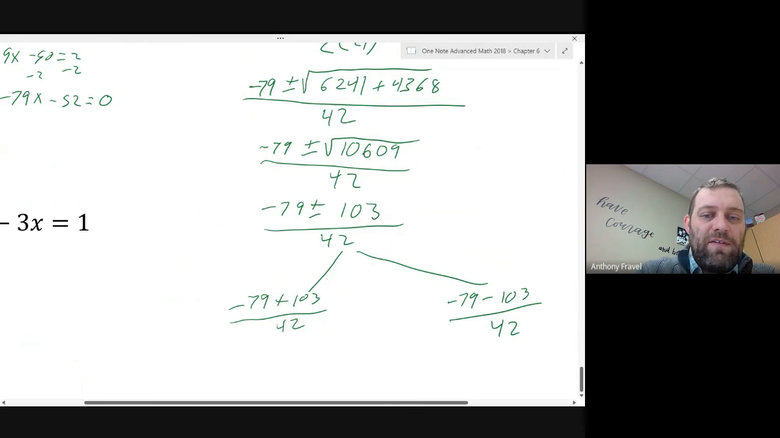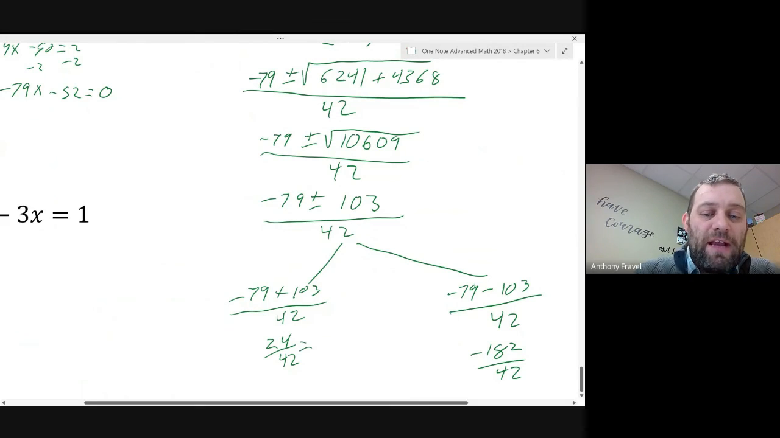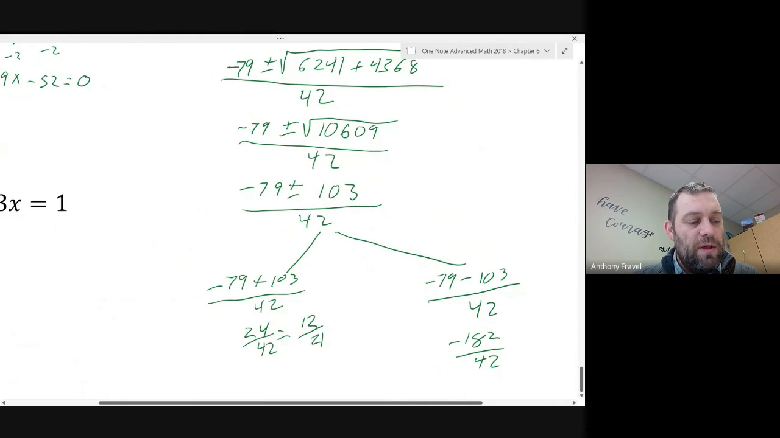So I've got negative 79 plus 103. That simplifies down to 24 over 42. This one, negative 79 minus 103, simplifies down to negative 182 over 42. Okay, you can leave them as fractions if they're simplified. So this one would be 12 over 21. 182 divided by 42, that one simplified is going to be negative 4 1/3.